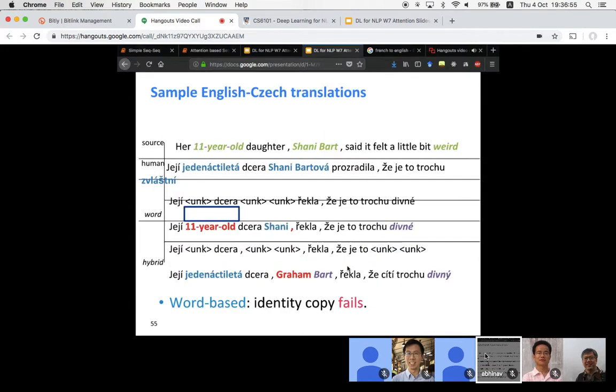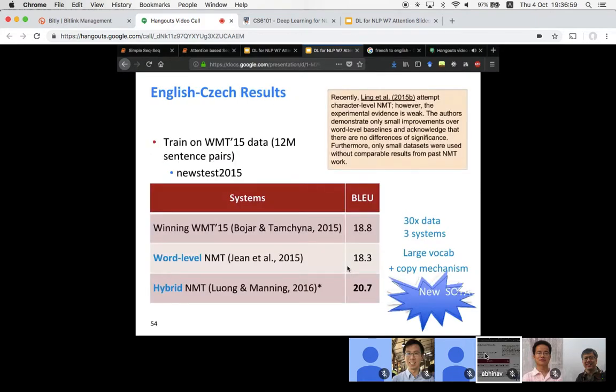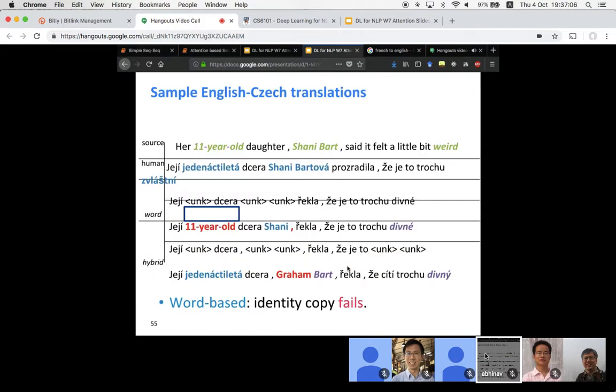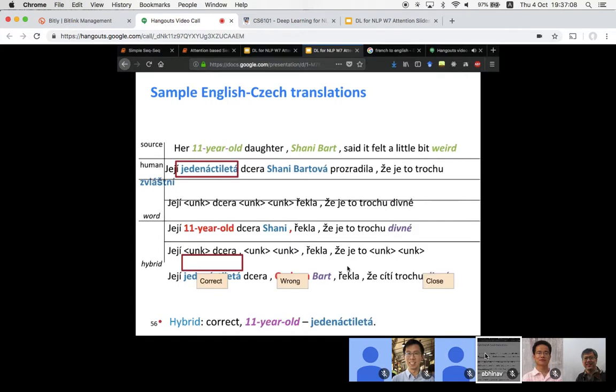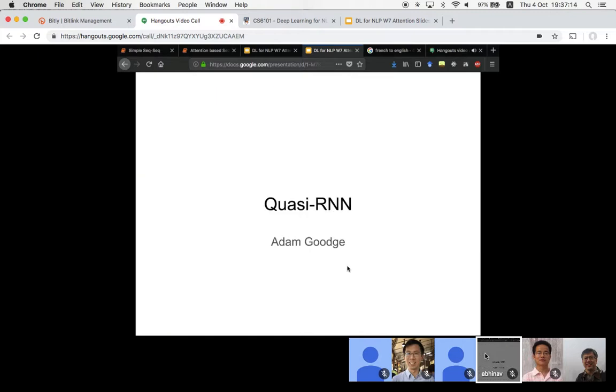But I just checked the BLEU score. I think now it's no longer the state of the art. They have better models, better architectures to solve the problem, and have better results. So this is like this example. Something is wrong. It's broken. It's bad. So that's all.